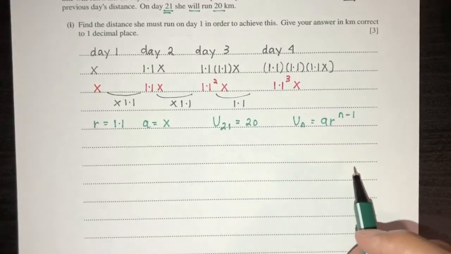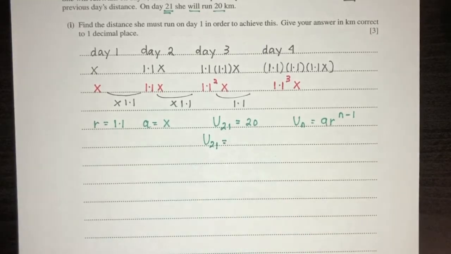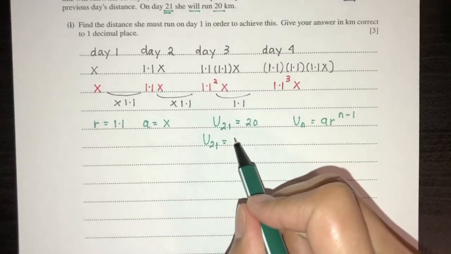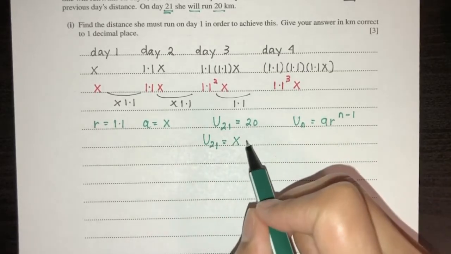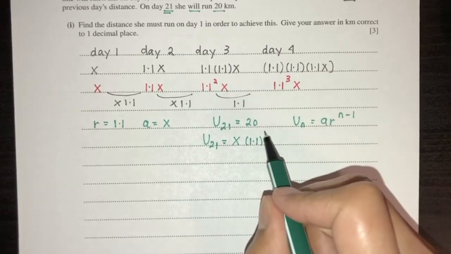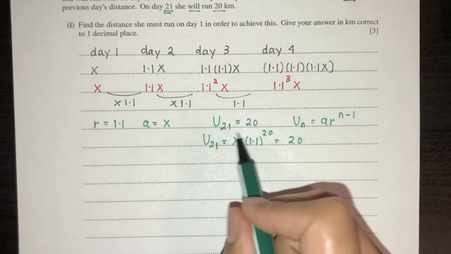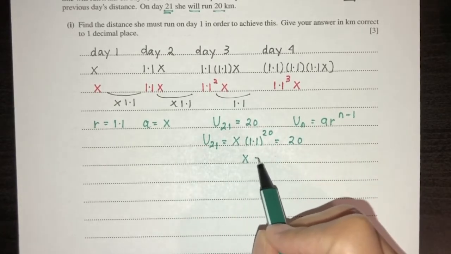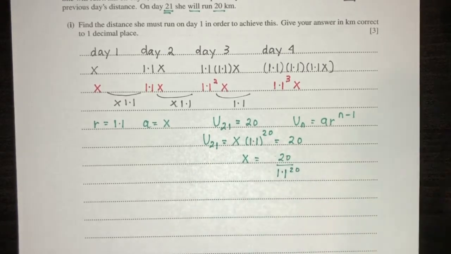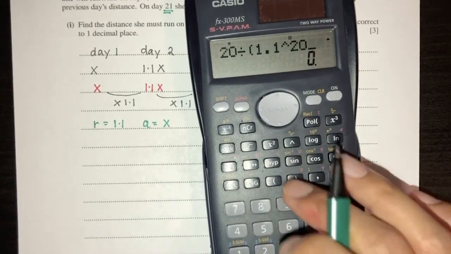Replace this back here, you will have the 21st term given by a is x, we don't know, r is 1.1, n is 21, minus 1 is 20. That is equal to 20. So we have to find the value of x, which is your first term. That will be 20 divided by 1.1 power 20.